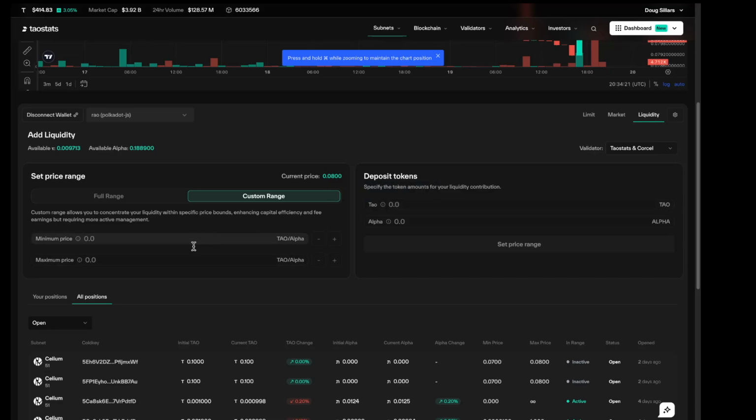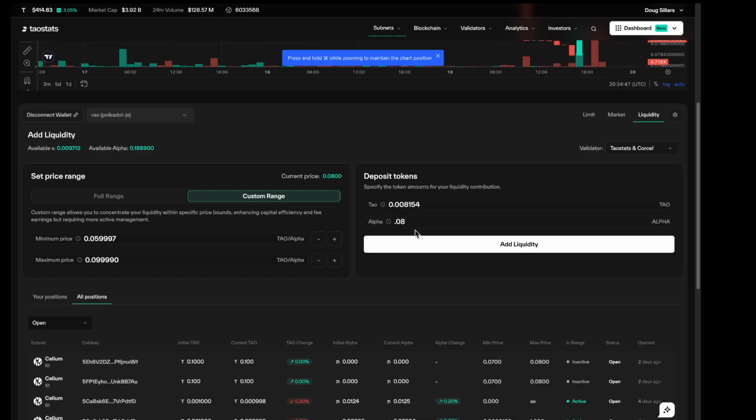So when setting a price, maybe the price is 0.08, so maybe we'll go with 0.06 to 0.1. 0.08 is sort of right in the middle there, right? And I don't have a lot of free tau or alpha, but let's go with 0.1 here. And it'll tell me how much tau I need to put in. I could go maybe 0.18. That's too much. I don't have enough tau. And now I have enough alpha and enough tau. So I could set this liquidity position between 0.06 and 0.1.